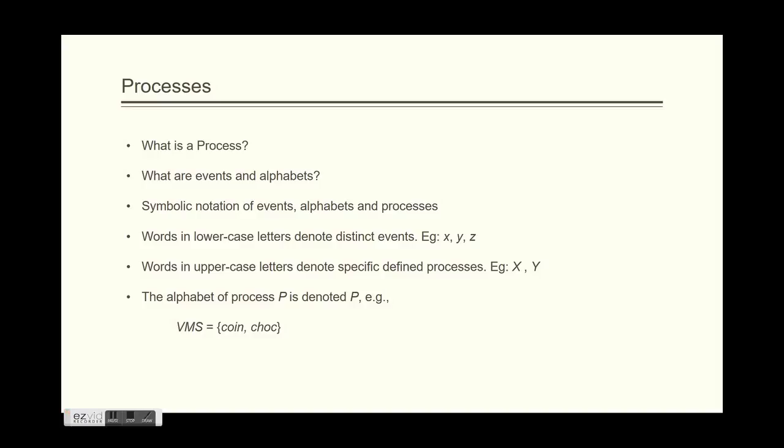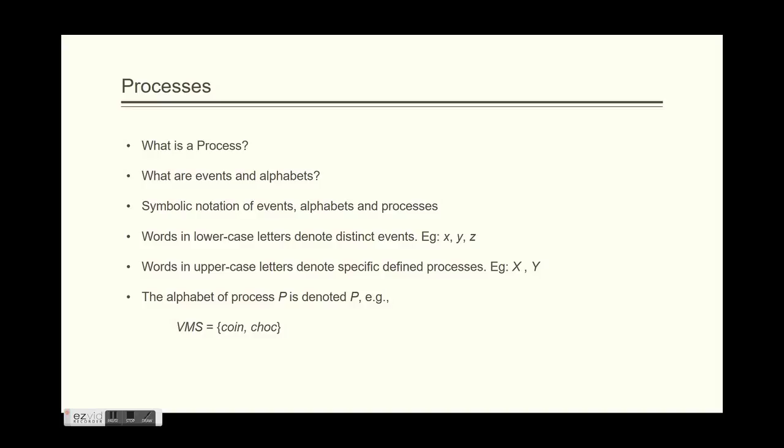What is a process? A process is a behavior pattern of an object with a limited set of events selected as its alphabet. So a process is basically made up of events and alphabets. What are events and alphabets? Events are made up of alphabets, and events are nothing but the functions or actions executed inside a process.